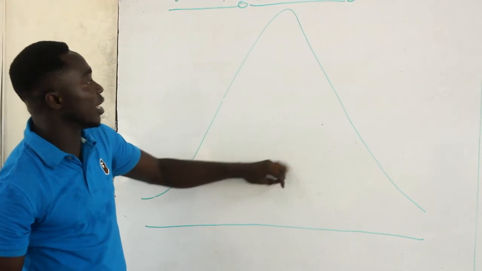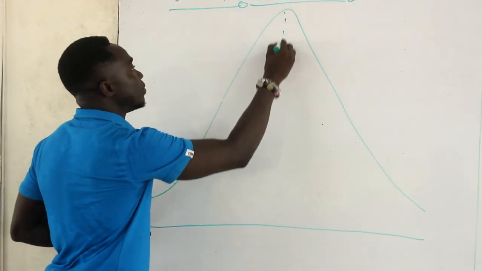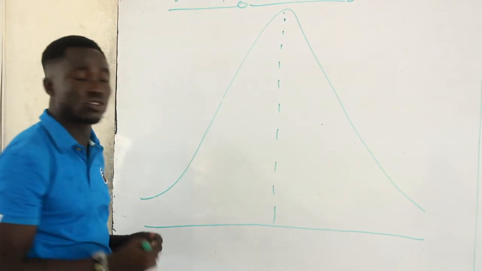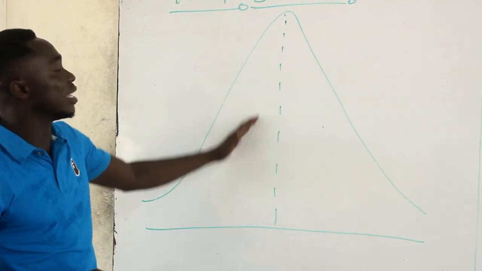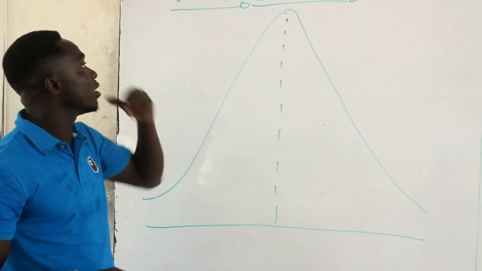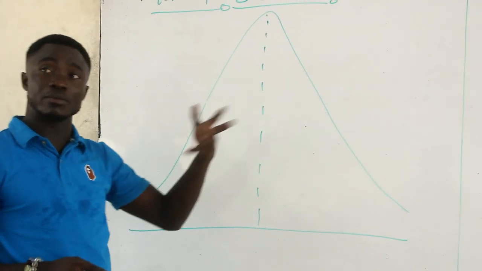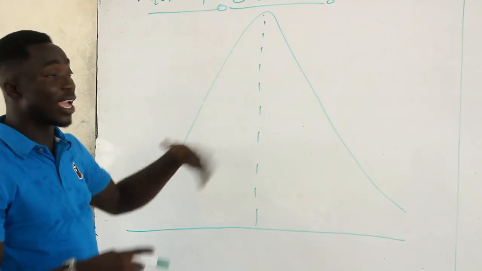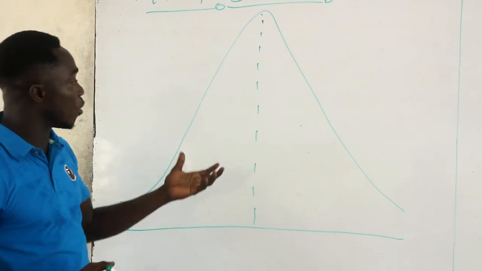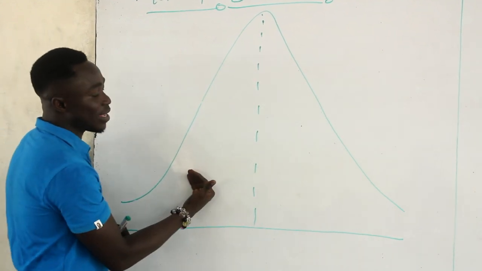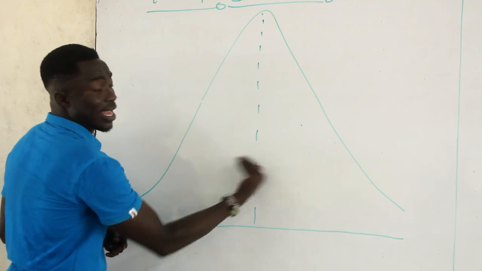Are we good? Now, there is a straight line dividing the curve into two equal parts. We call it the line of symmetry. So we are saying that a normal distribution curve is symmetrical, meaning that the curve is being split into two equal parts, meaning that this part is equivalent to this part, meaning they are the same.